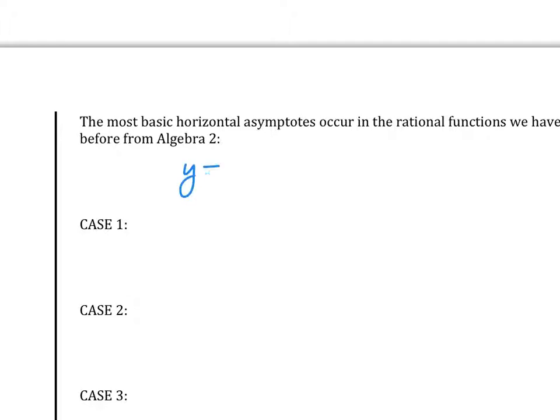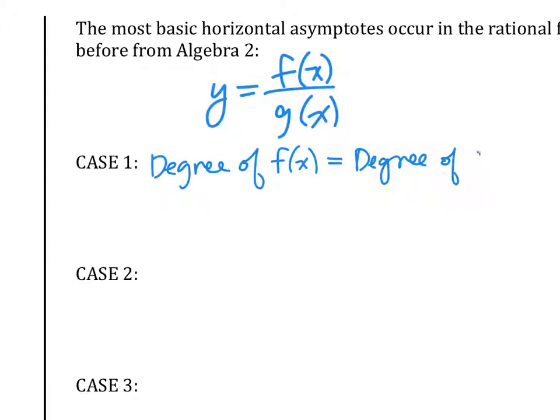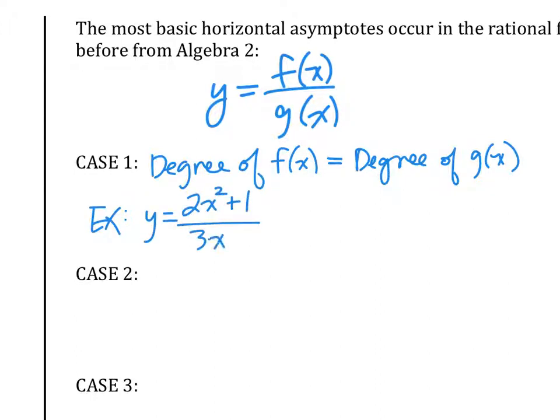You have y equals f of x over g of x. Remember your rational function; rational function means you have a fraction. When you have f of x over g of x, case number 1: the degree of f of x is equal to the degree of g of x. For example, y equals 2x squared plus 1 over 3x squared.